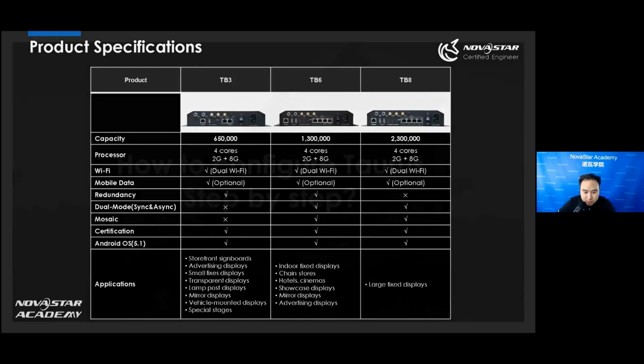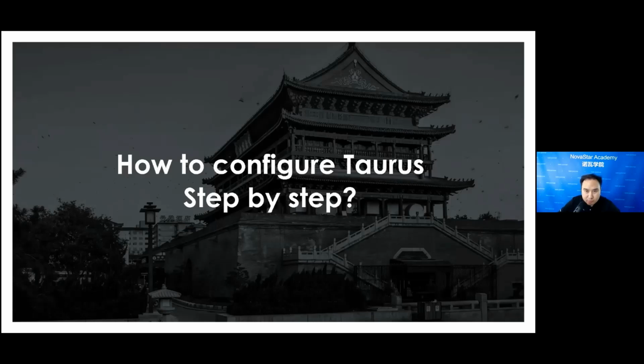Then after we know some features of Taurus, we would like to know how to configure the Taurus step by step. Today we will introduce two methods. The first one is Nova RCT, and the second one is the WPLEX Express. Nova RCT is used to make the screen configuration and load the RCFG file, and WPLEX Express is used to do the publishment of the solution. Later, we will introduce the software.